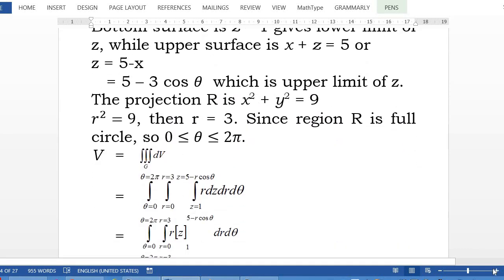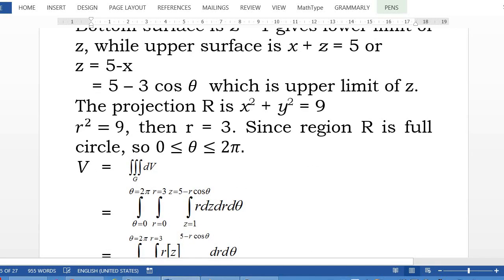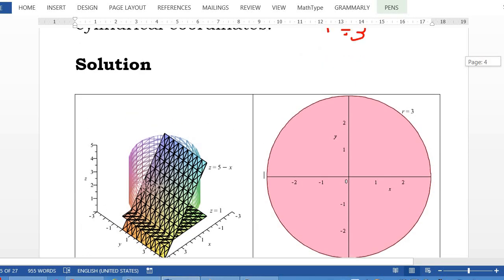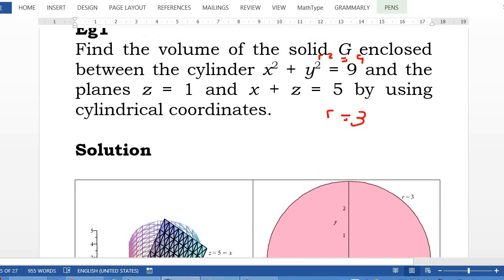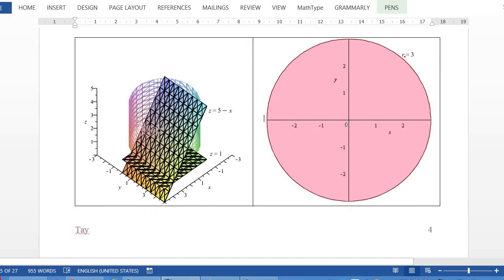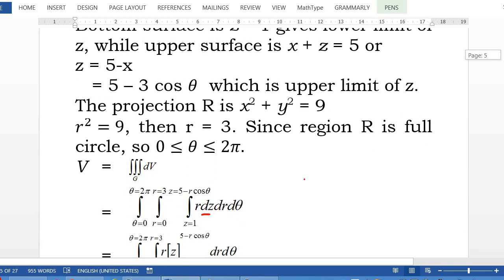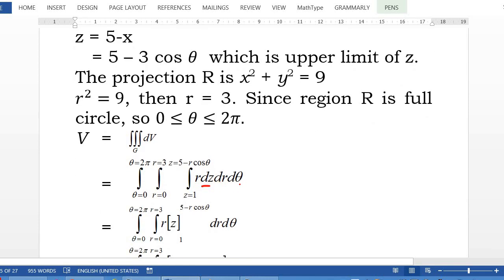the triple integral dV, and the cylinder is parallel with the z-axis, so we integrate with respect to z first, and then dA, because the projection of the cylinder is a circular region where you get r equal to 3, from the cylinder x squared plus y squared equal to 9. Then, for dA, you use cylindrical coordinates, where dA changes to r dr d theta.